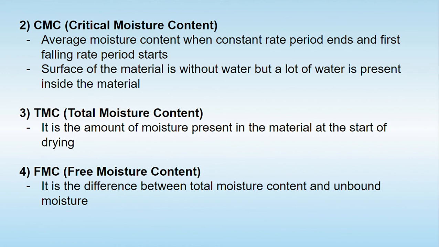The third one is total moisture content. It is the amount of moisture present in the material before I start my drying process. And the fourth one is called the free moisture content. That is the amount of moisture that can be removed from the material. So if I take the total amount of moisture present in my material and subtract the bound moisture that cannot be removed, then the difference tells me how much moisture is free, which can be removed at the end of the drying process.